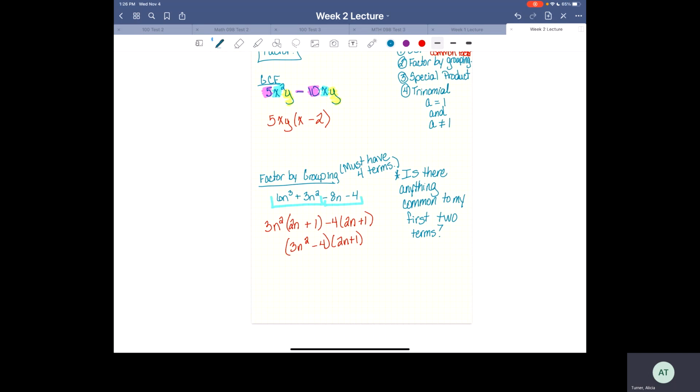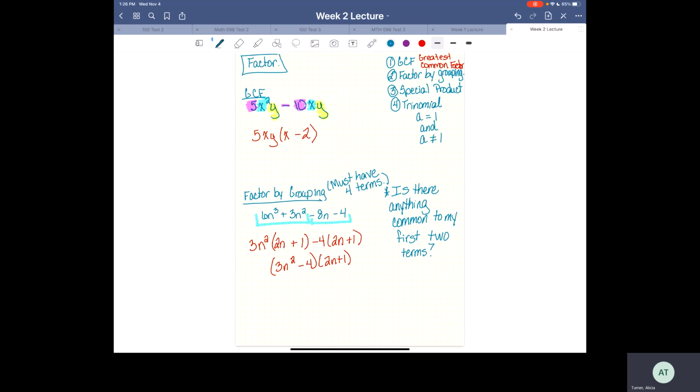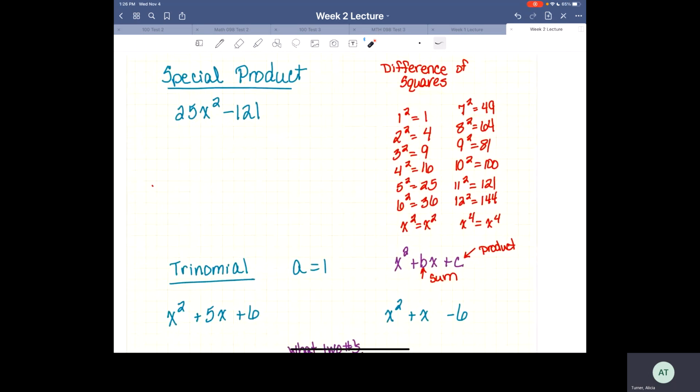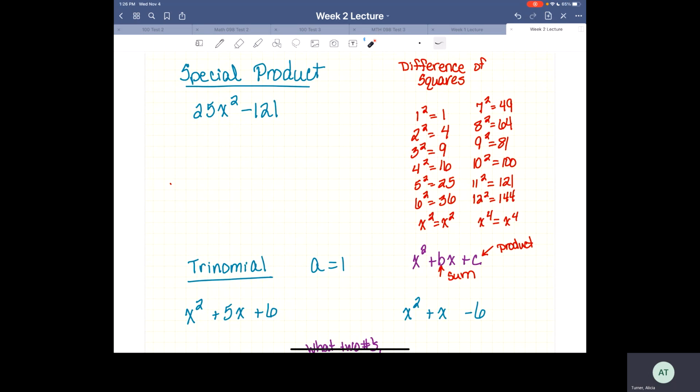Okay, so on this page, we looked at factoring by GCF and factoring by grouping. Now, before we get into the big factoring trinomials, I want to talk a little bit about special products. Here is an example of a special product. I have 25x squared minus 121.